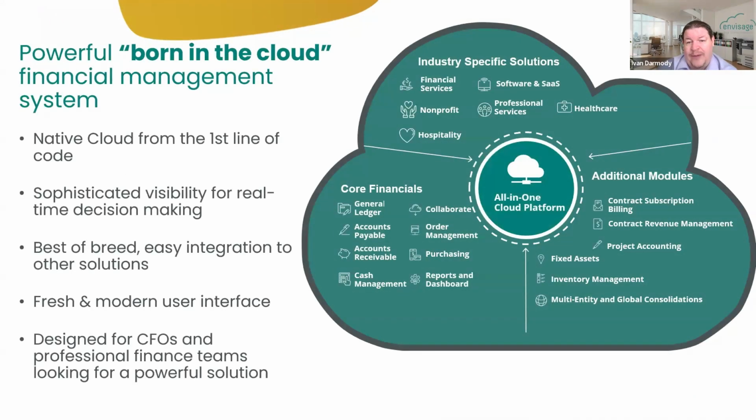As you can see, we have the core platform in the center, and around that you have all of the various modules and attributes that we can add on to make it more specific for you. There are specific wraps that we can put on for the likes of software companies, financial services, not-for-profits, which it's particularly very strong in, professional services, and hospitality.